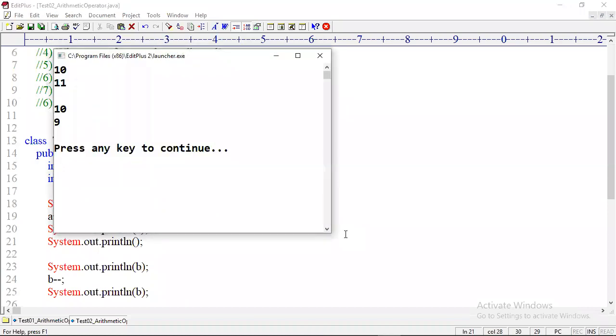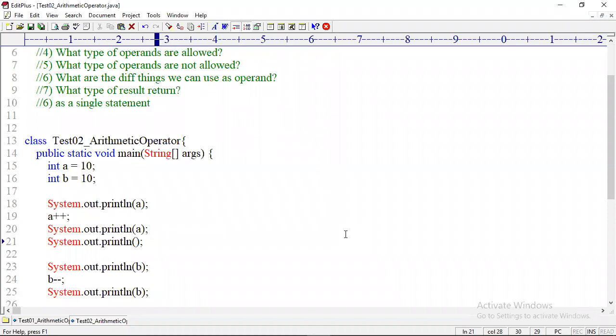Tell me, what is the difference between the arithmetic plus operator, minus operator, and increment plus plus, decrement minus minus? With arithmetic operators plus and minus you can increase and decrease values according to your program, your wish. You can increase or decrease by whatever value you like. But plus plus and minus minus, increment decrement operators, increase or decrease exactly by one.